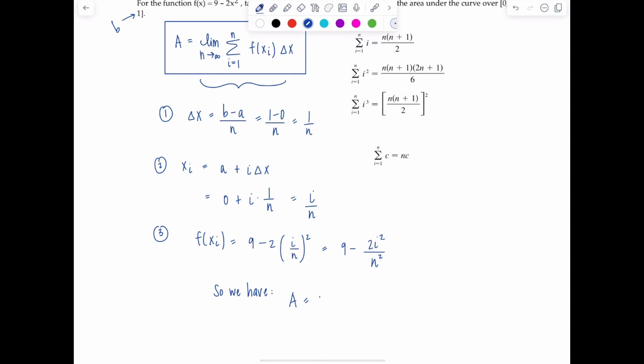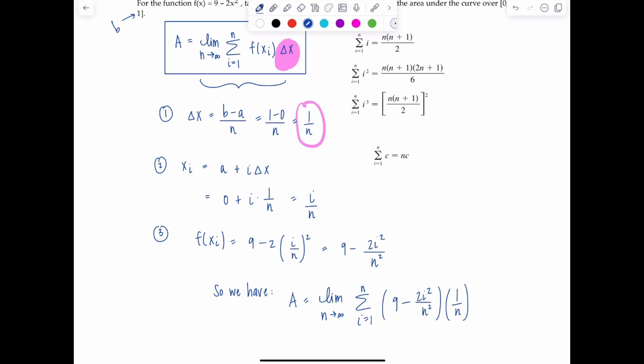So we have the area equals the limit as n goes to infinity of the sum i equals 1 to n. And I just always think base times height. Here's the height, 9 minus 2i squared over n squared, f of x sub i, times, are you looking here in the formula? Times delta x. What was delta x? 1 over n. Don't forget that guy. A lot of the times students forget, and then the limit goes to infinity or something. Okay, don't forget him. Pay attention.